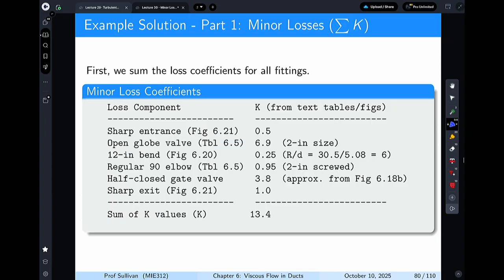So I get K equals 0.5 for a sharp entrance. Open globe valve, I get 6.9. 12-inch bend, 0.25. Regular 90-degree elbow, 0.95. Half-closed gate valve, 3.8. And a sharp exit of 1. And I just sum up all the terms, and I have a minor loss of 13.4. Any questions so far?